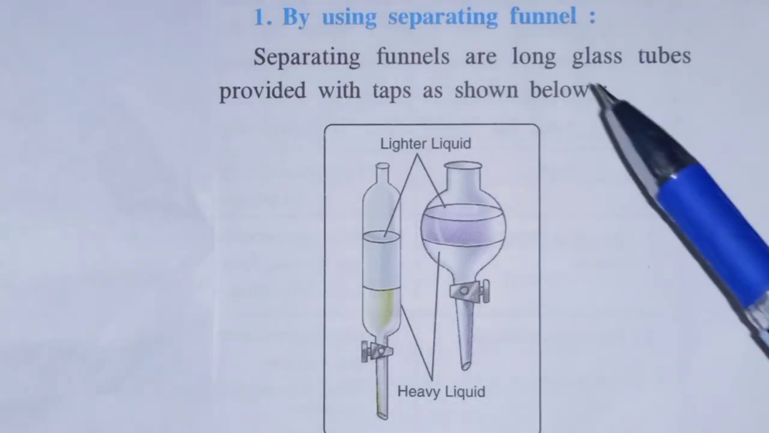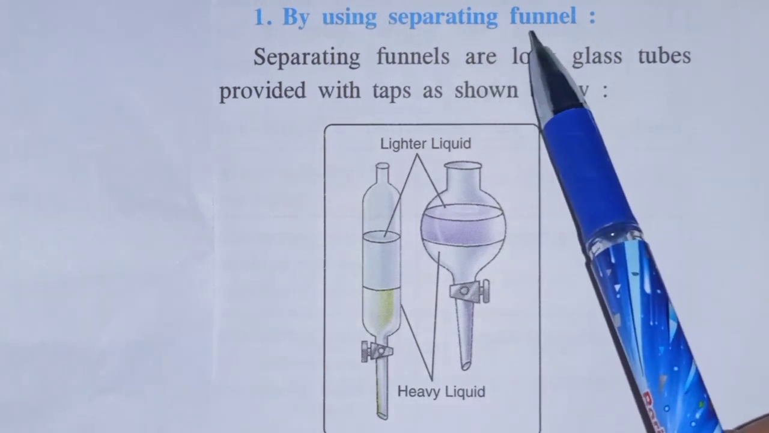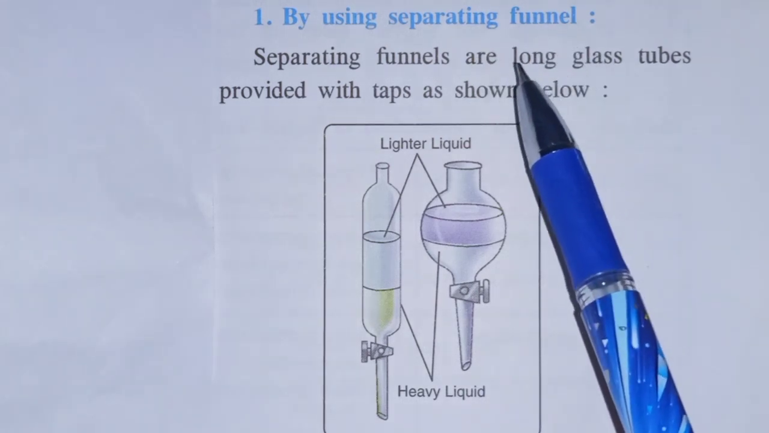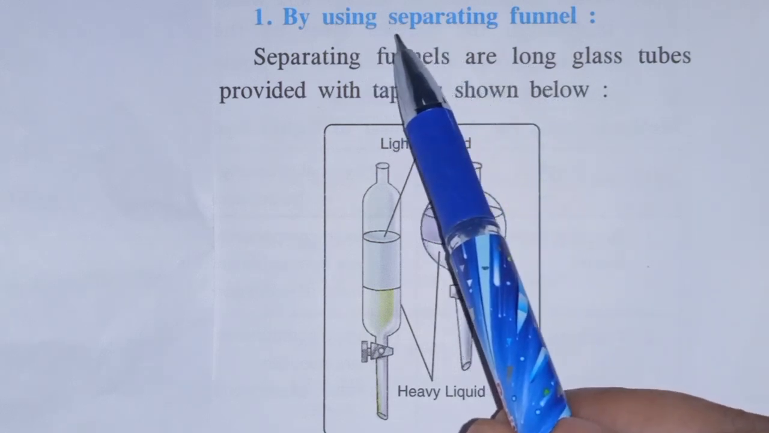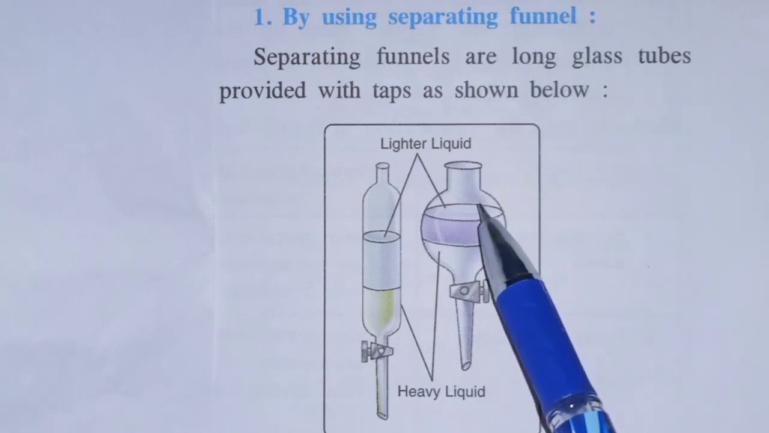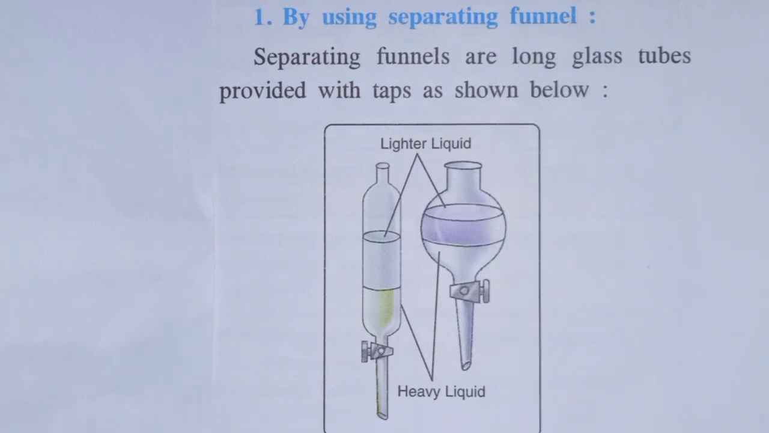Next method is used to separate liquid mixture. That means both components are present in liquid state. So we will use here a separating funnel. Now what is a separating funnel? It is a glass tube that is shown in the picture, and at the bottom of the tube one stop tap is fitted. This tap will control the flow of liquid.